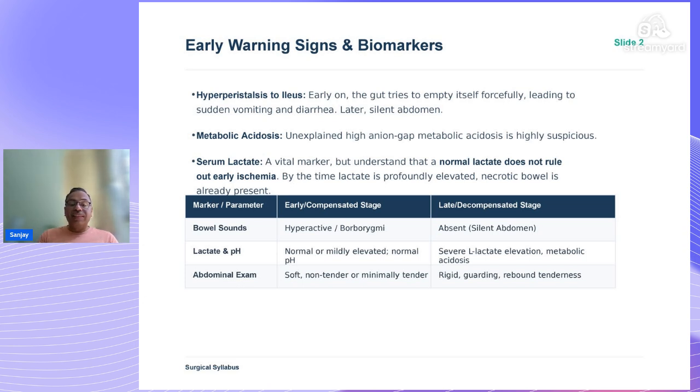On abdominal examination in the early stage, the abdomen may be soft, non-tender, minimally tender. Remember that dictum, pain out of proportion. So abdominal signs may totally be absent. Whereas in the late or decompensated stage, when there's already a necrotic bowel, perforation has already occurred, the abdomen may have signs of typical peritonitis like diffuse tenderness, diffuse rigidity and guarding, and rebound tenderness.